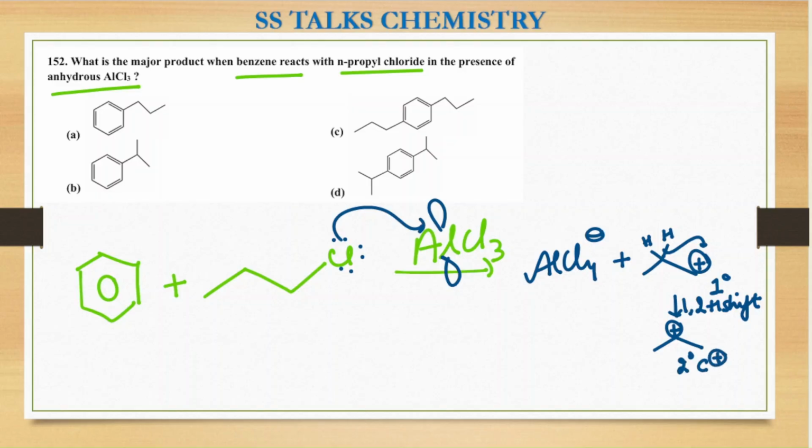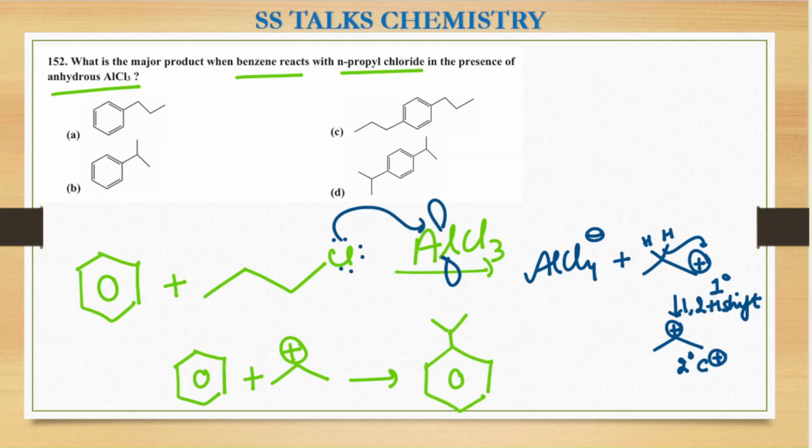Now this electrophile species that we have generated is going to attack the benzene ring. So this benzene ring you have, and you are treating it with this electrophile. So finally the species you will be getting is this one. This is the molecule that you will be getting. You can see it is in option B that is given to us. So B is the correct answer for this question.